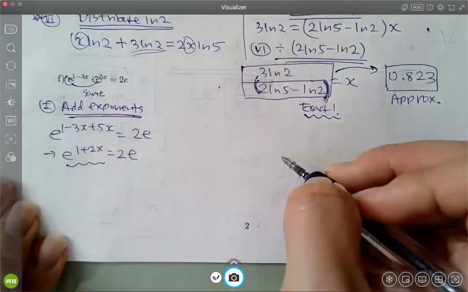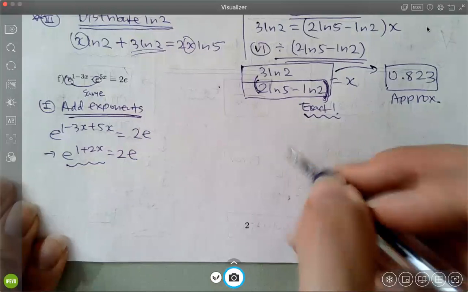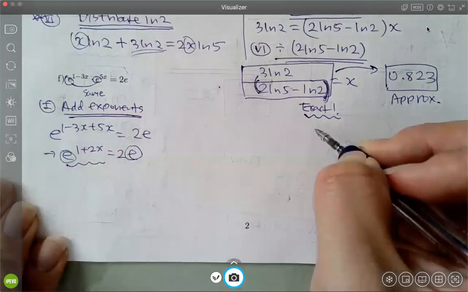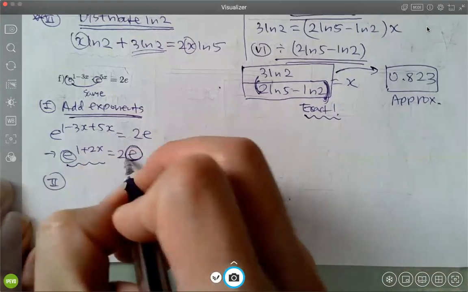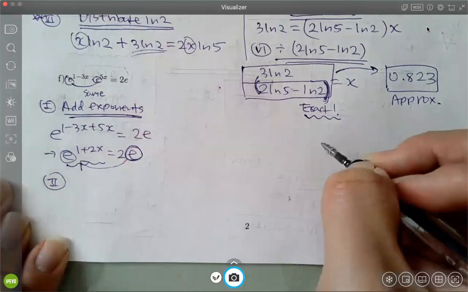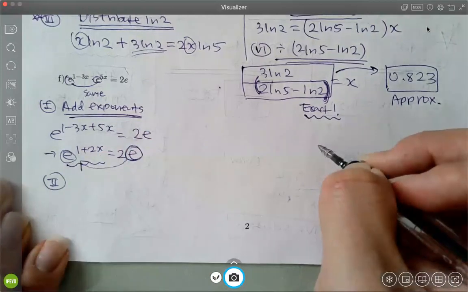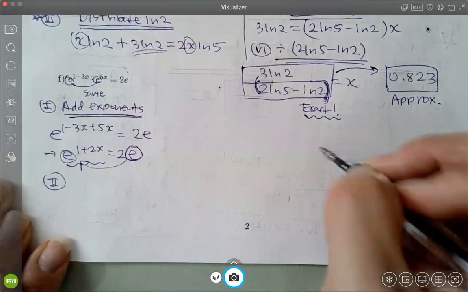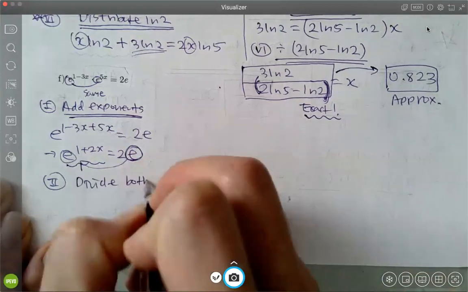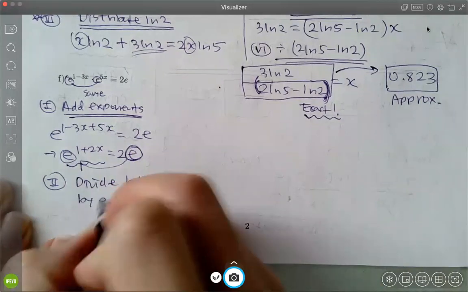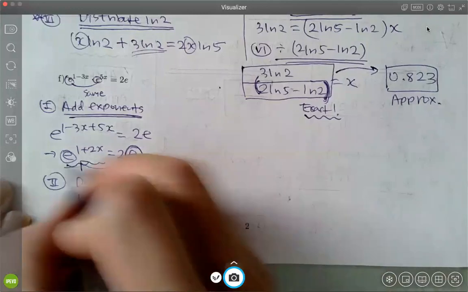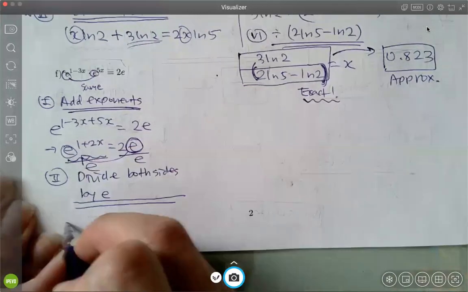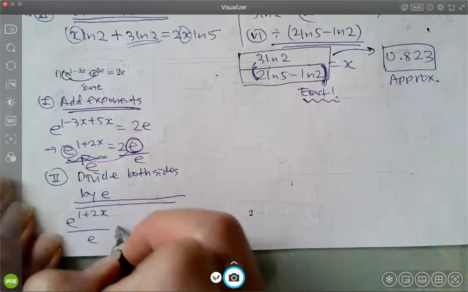Now, here there is another issue, which is what? We have e's on both sides. So in particular, can you possibly move this right e to the left e? And what's the only way to move the right e to the left e? You have to divide. Divide both sides by e. So divide by e like this. Then what happens? e to the 1 plus 2x all over e is equal to 2, right?